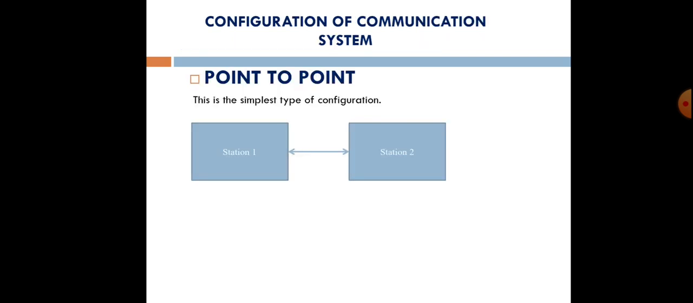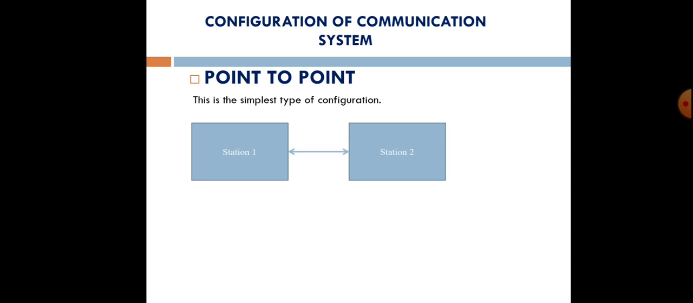Now, the next topic is configuration of communication system. See, the following are the three configurations of the communication system. First one is point to point, second one is point to multi-point, and third one is peer to peer. Here the first configuration is point to point. This is the simplest type of configuration. In this, one station can communicate directly to the other station. For example, the overhead water tank and the pump. See here the figure which indicates station 1 is in direct contact with station 2.